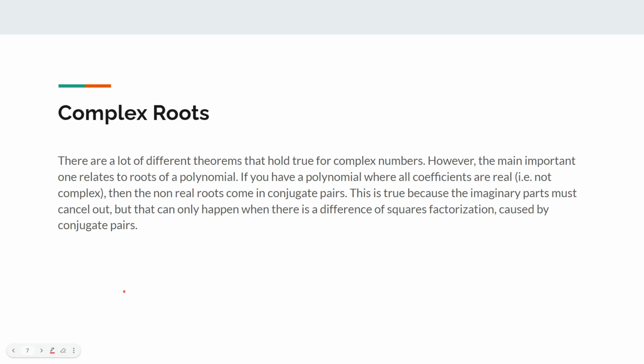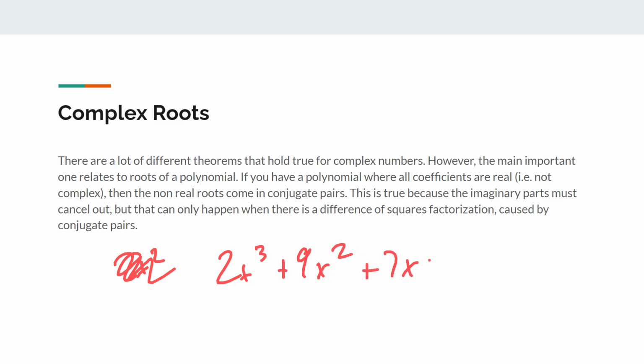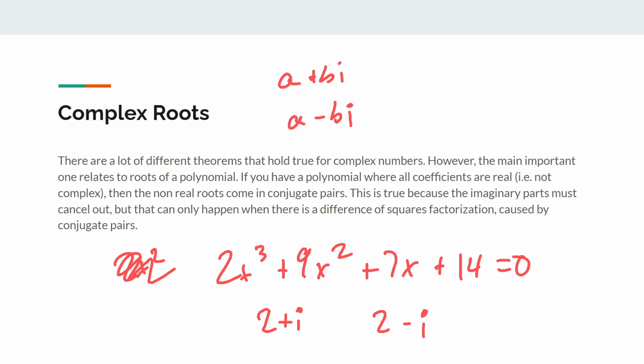For example, I'm just going to whip up a random polynomial. Say you have 2x cubed plus 9x squared plus 7x plus 14, right? And I don't even know if this is true, but say 2 plus i is a solution. Then the conjugate of that would also be a solution, which is just 2 minus i, right? The conjugate of a plus bi is just a minus bi. So don't get it confused the other way. But these two are going to be conjugates.